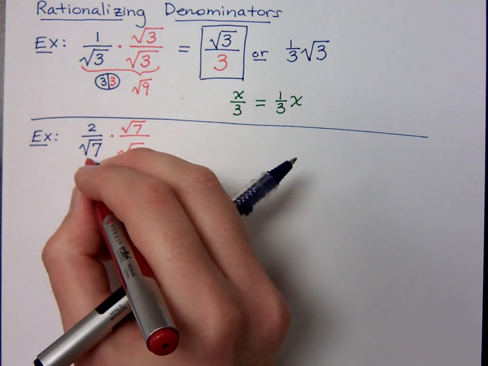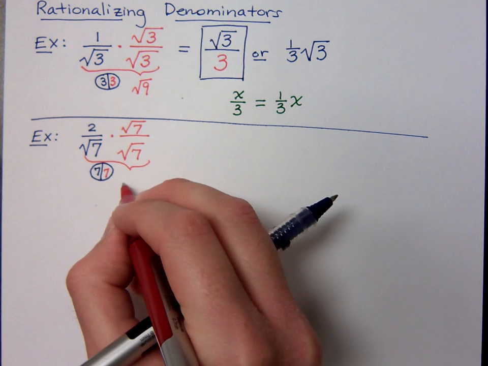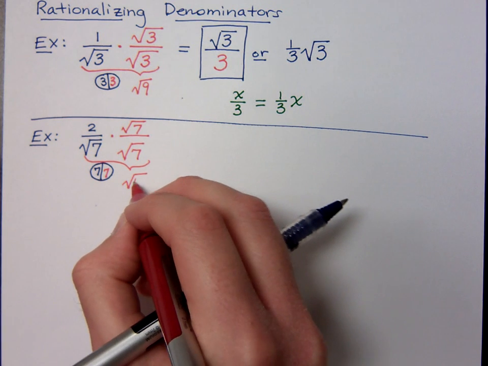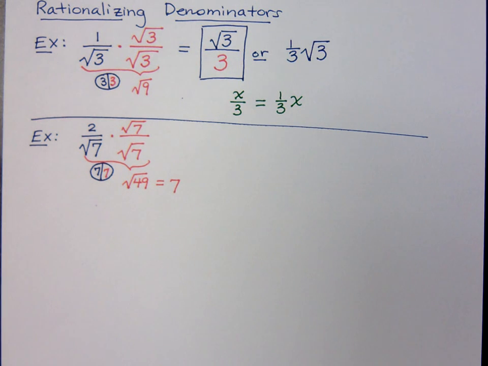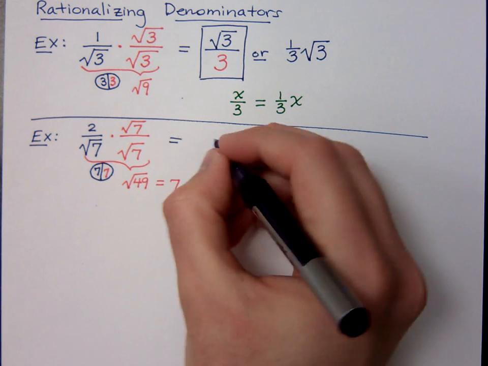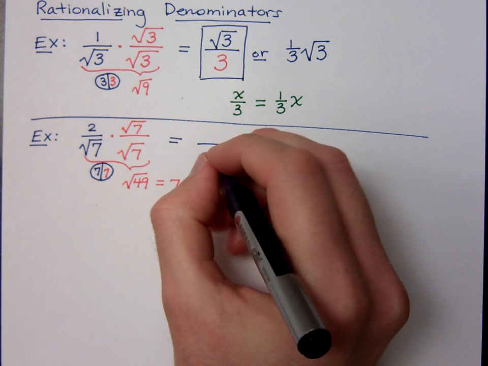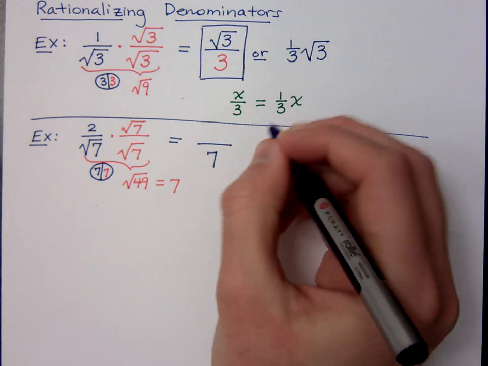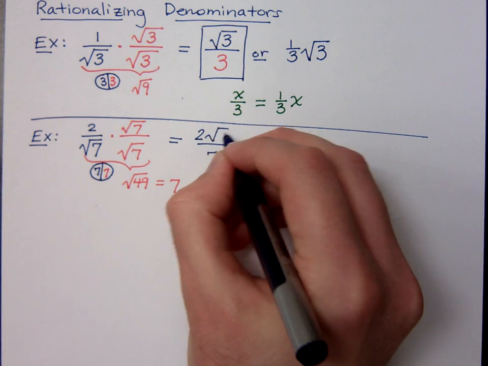So in this denominator, I've got the square root of 7 times the square root of 7, which is what? The square root of 49, which of course just equals 7. I think you kind of knew that it was going to be 7 anyway, because you're creating a perfect square with a 7, with 7 squared inside that radicand. So my denominator is 7. What's my numerator? 2 square roots of 7.